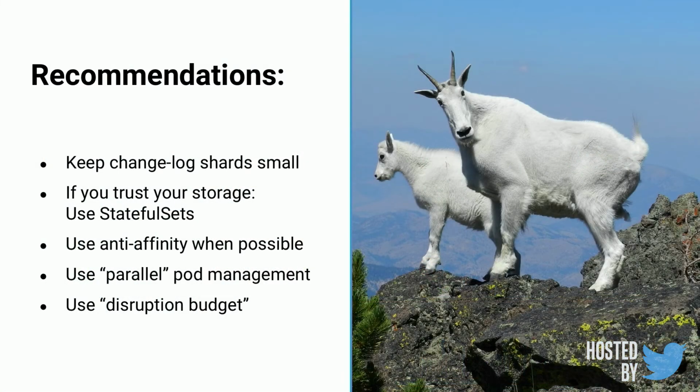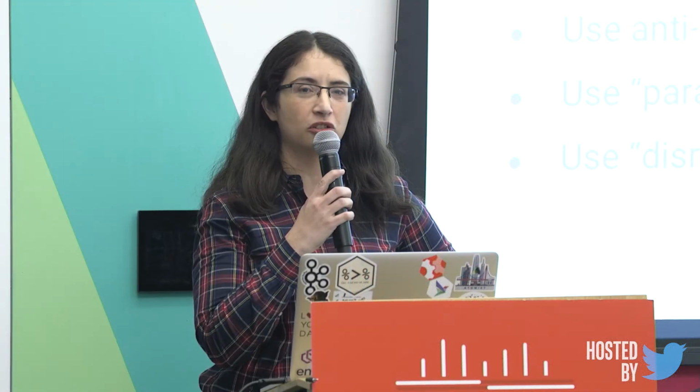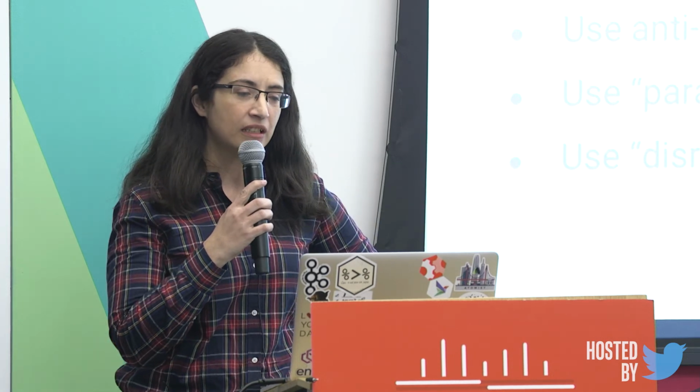So overall recommendations. No matter what you do, take Matthias' recommendations to heart and try to keep the changelog shard small. It may mean having more partitions in Kafka in order to have smaller state. If you have good shared storage that you can trust, there's no real drawback to using stateful sets. I'll show you, it's not that difficult, just do it. Use anti-affinity, that's important. You don't want to put all your eggs in one physical basket. It will not bode well for your recovery strategy.